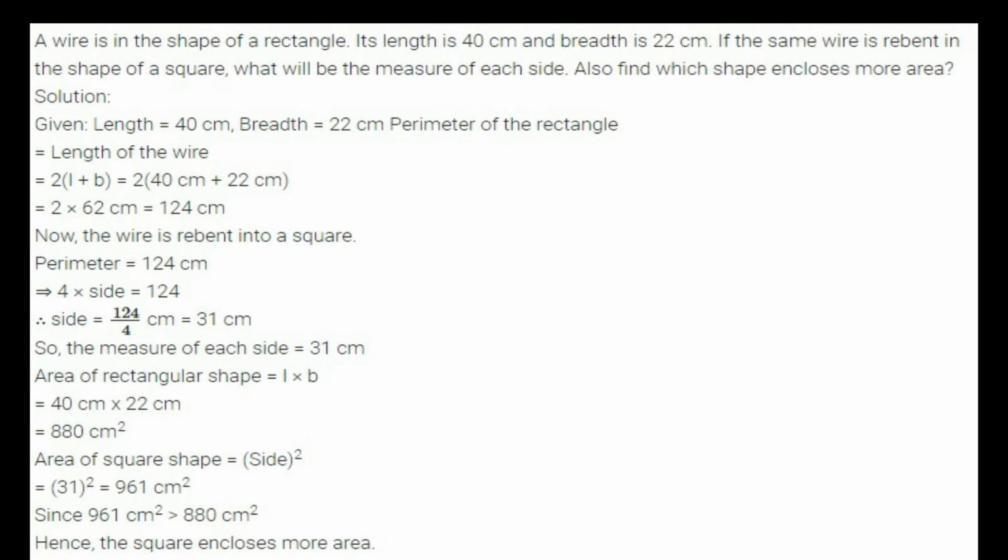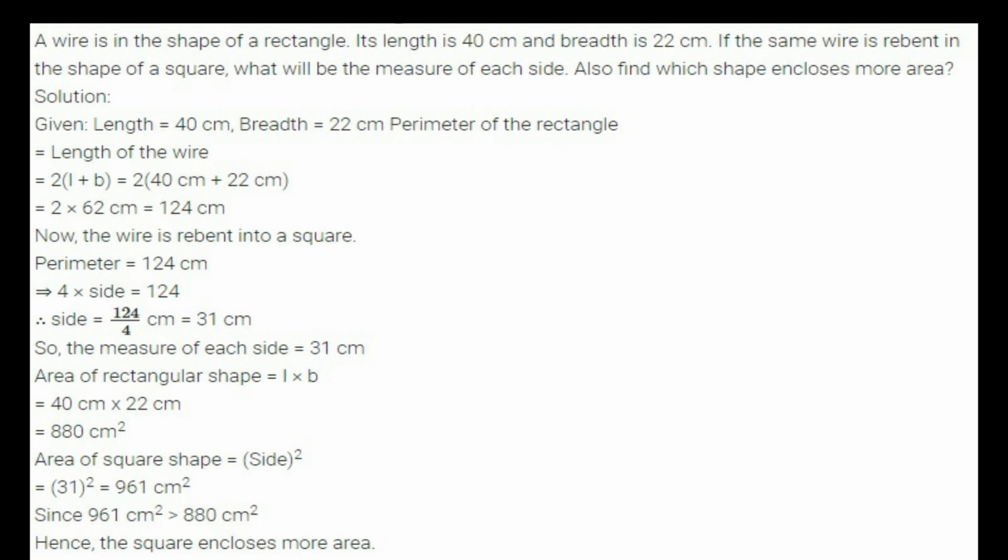So first we are writing the dimensions, length as 40 centimeter and breadth as 22 centimeter. Now we are finding the perimeter. Why are we finding the perimeter? Earlier I told you that when the question comes to finding the outer portion, we need to always find the perimeter, not the area, right? So from the length 40 centimeter and breadth 22 centimeter, we get the perimeter as 2 into length plus breadth, that is 124 centimeter.